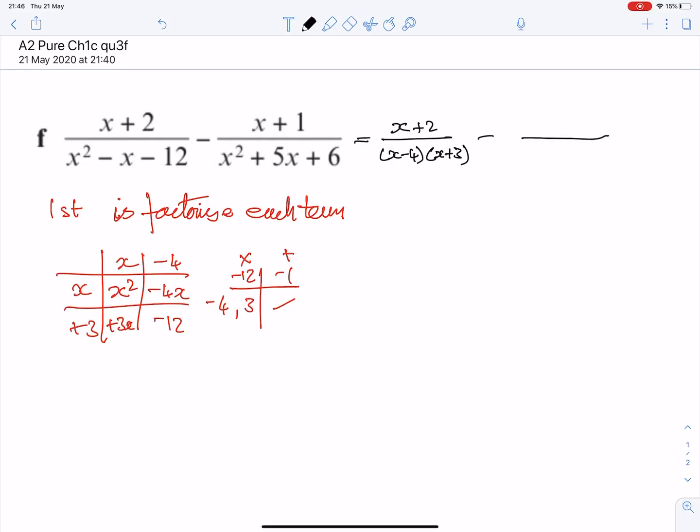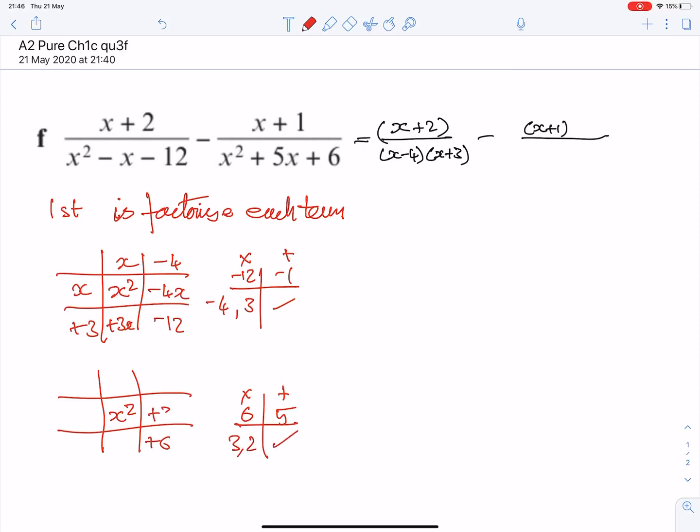minus x plus 1 over, and again, if in any doubt, factorise using the grid, x squared plus 5x plus 6, so they must multiply to give 6 and add in this case to give the 5. So that looks like 3 and 2, so it's plus 3x plus 2x, factorise x plus 3 plus 2. So now, as the denominator of the second one, we've got x plus 3, x plus 2.